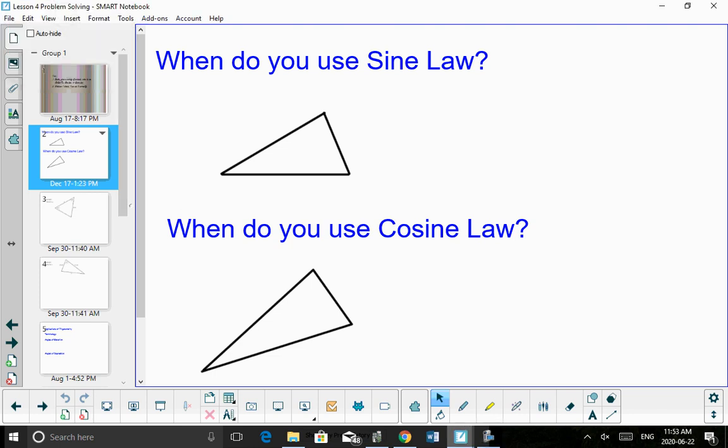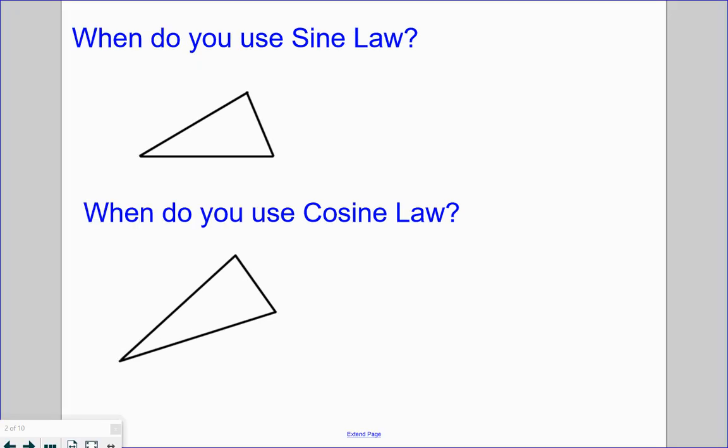Okay guys, we are going to wrap up our trigonometry unit today. So what I'm going to do with you is we're just going to do random questions, but I'm not going to tell you if it's sine law or cosine law. So you have to be able to look at every question and know if you should be using sine law or cosine law. You need to be able to write your setup, and then you need to be able to plug it into your calculator.